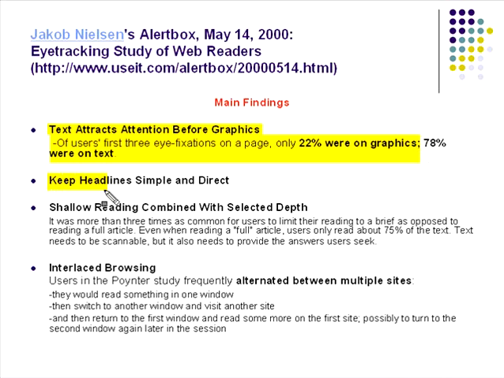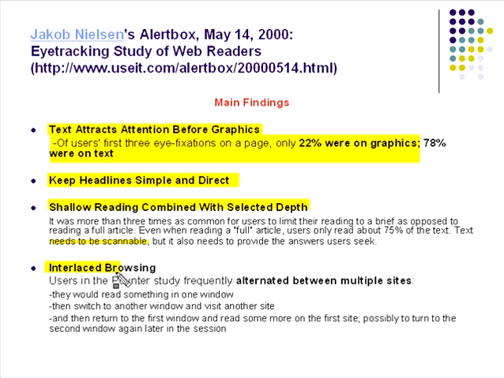He says, keep your headlines simple and direct, and that is something we're going to come back to afterwards. Also, he says shallow reading combined with selected depth. What does it mean? It was more than 3 times as common for users to limit their reading to a brief as opposed to reading a full article. Even when reading a full article, users only read about 75% of the text. Text needs to be scannable, as I mentioned before, but it also needs to provide the answers that the users are seeking. So the user does some shallow, quick reading along your website before they decide, well, I'm going to actually sit down and read this entire article or this entire website.